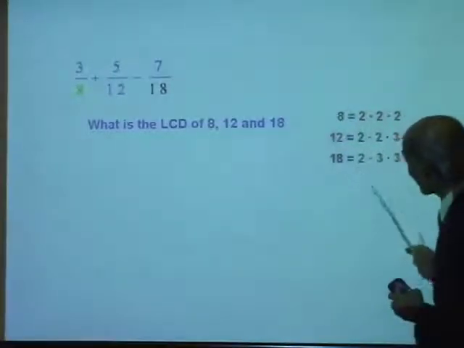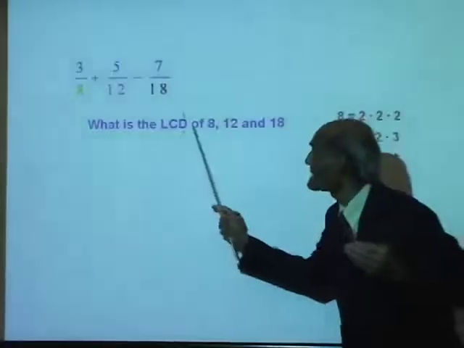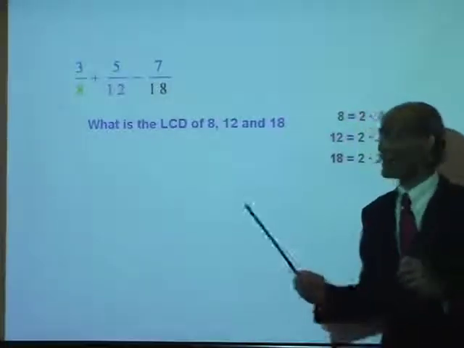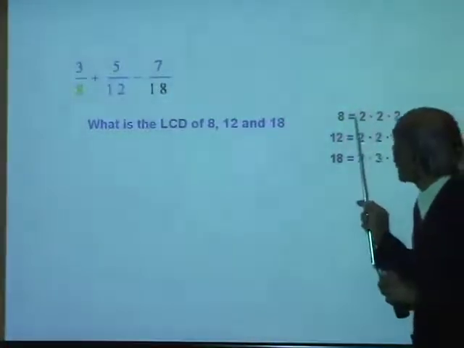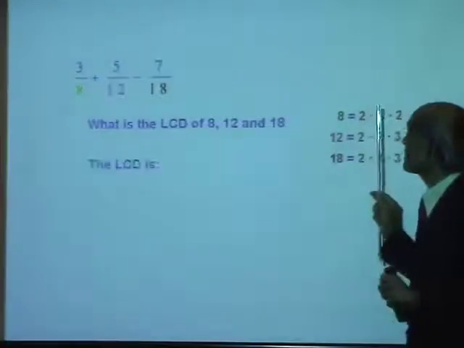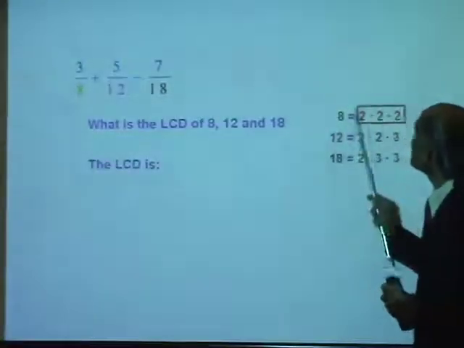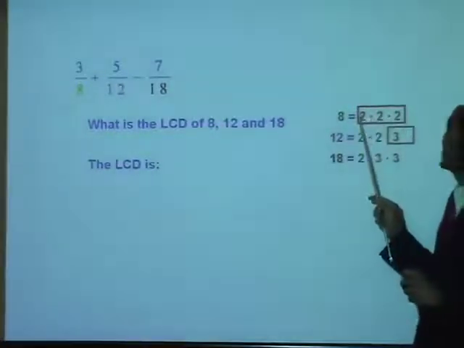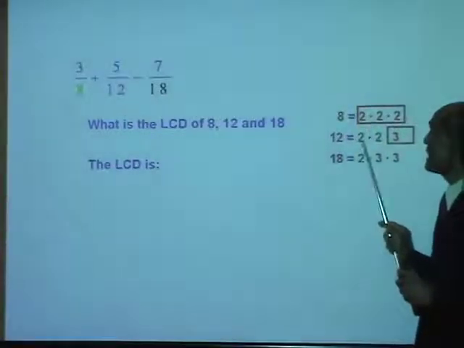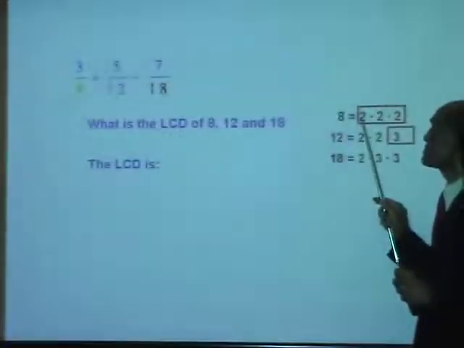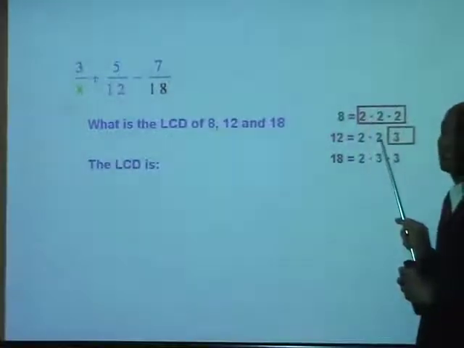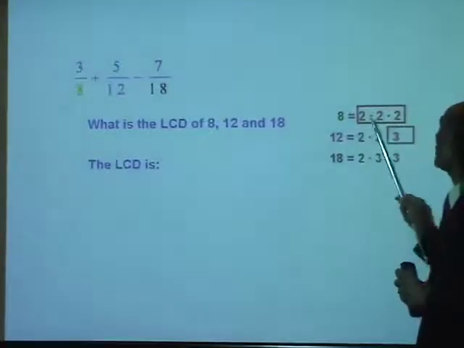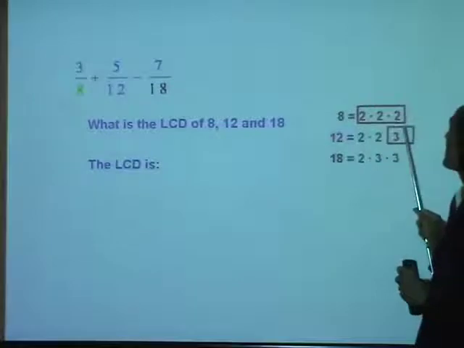Alright, after factoring all the numbers, how do we pick our LCD? What's the method? Now listen one more time. To pick our LCD, start picking all the factors of the first number. So our LCD is 2 times 2 times 2. Come to the second number and say, we don't need this 2 because the 2 has been picked. We don't need this 2 because the second 2 has been picked. But we need this 3. So, now we have picked 2 times 2 times 2 times 3.